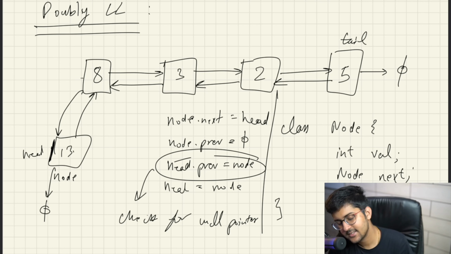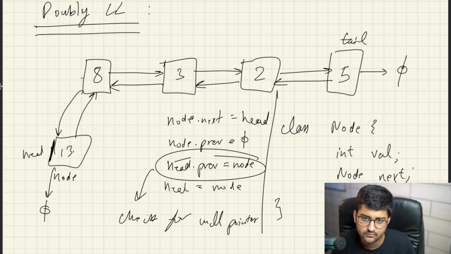How difficult was this? Constant time. Am I running any for loop or anything? Nope. This is it. And how is it different than the previous one? Let's first code this and then we'll see. It's nothing different.